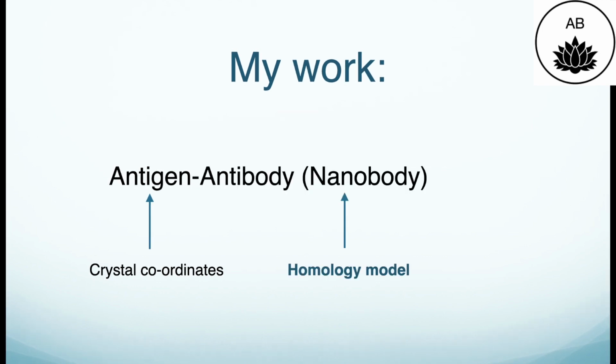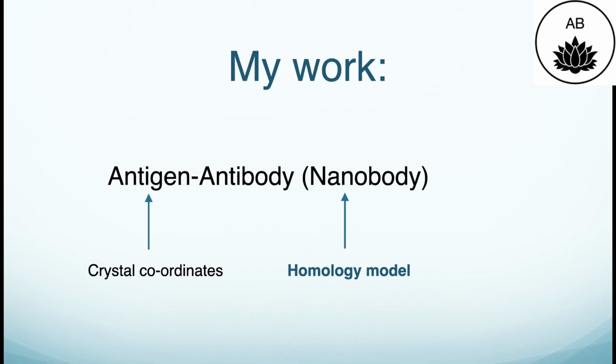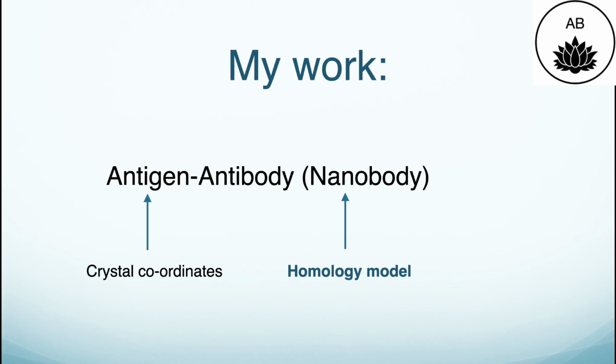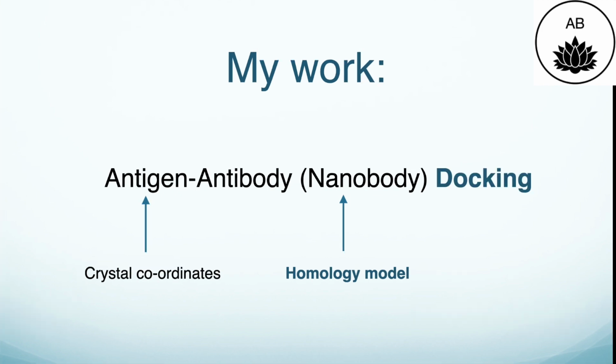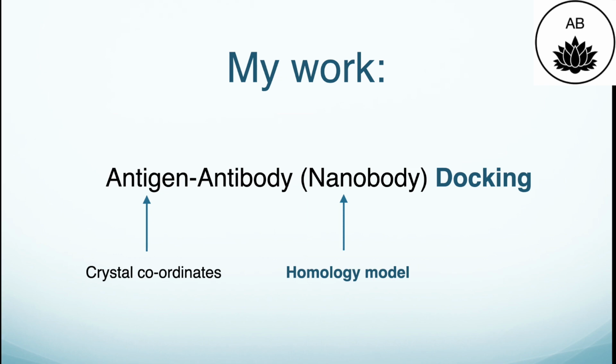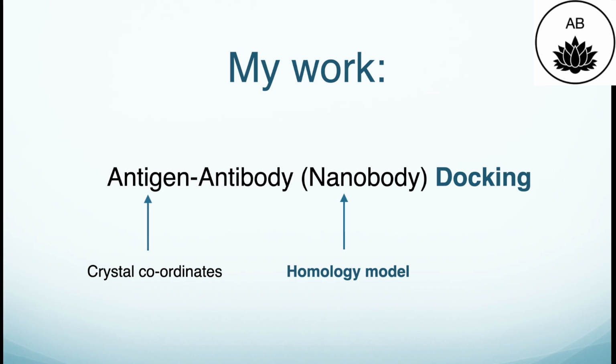And for the antibody, I got its 3D coordinates by building a homology model based on the sequence of the antibody that was in the same PDB structure I mentioned. Finally, I docked the two, the antigen and the antibody. You could have taken crystal coordinates for both of them without building a homology model for the nanobody. That is always an option. My computational work involved homology modeling and the docking.